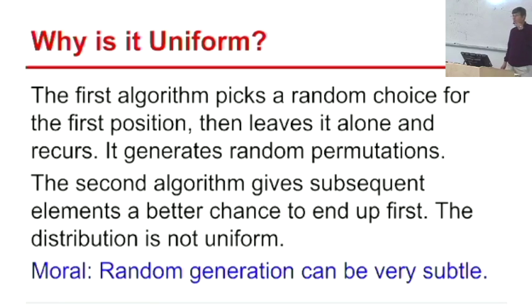What's another way to generate random permutations if you don't want to be clever like this and you have a real random number generator? Any ideas? What some people would do is they'd take the numbers 1 through n, generate n random reals, and then sort these things by this key. Does everybody kind of get that idea?